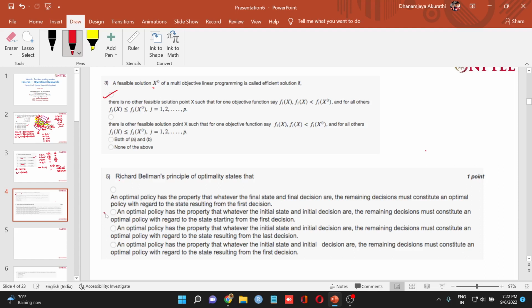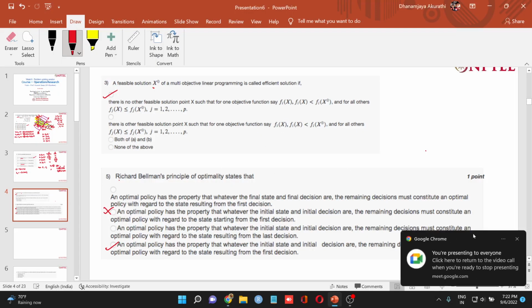Whatever the initial state and initial decisions are, the remaining decisions must constitute an optimal policy with regard to the state resulting from the first decision.